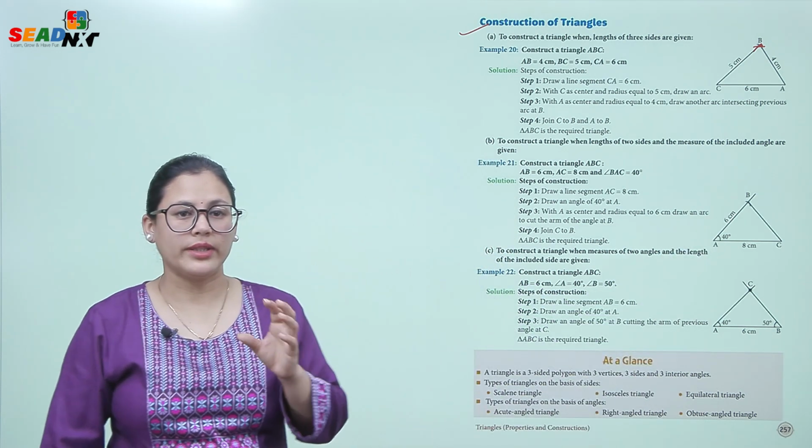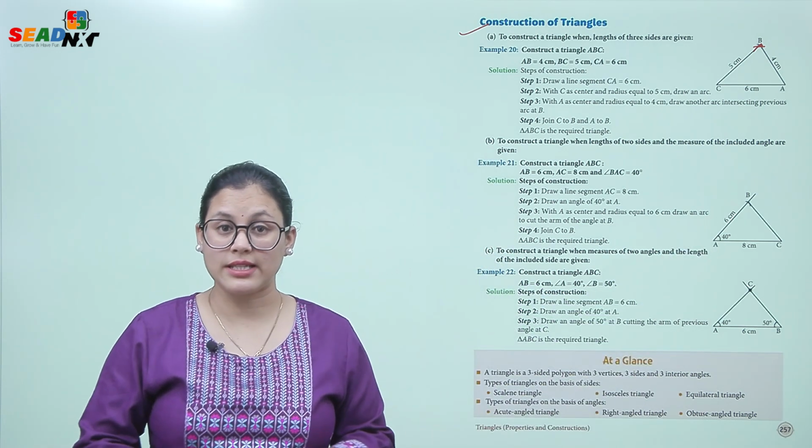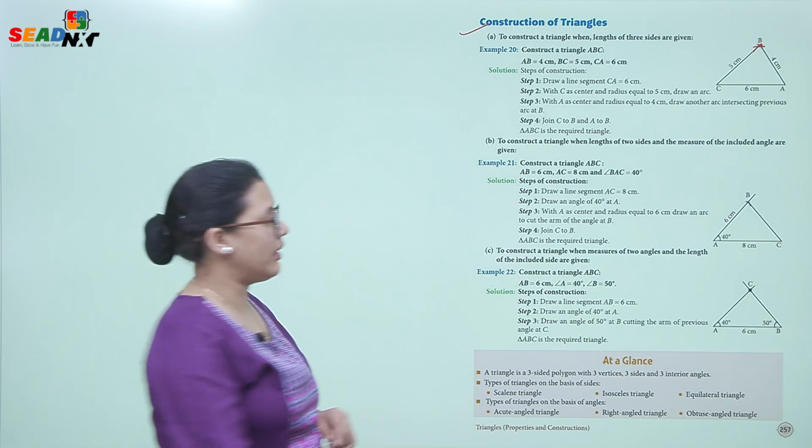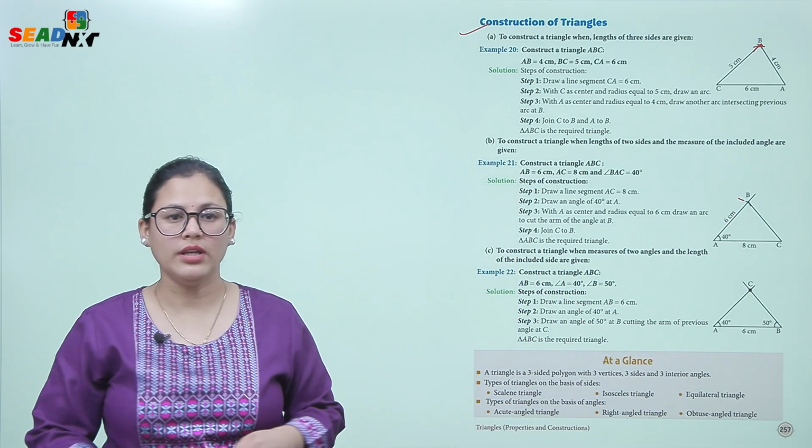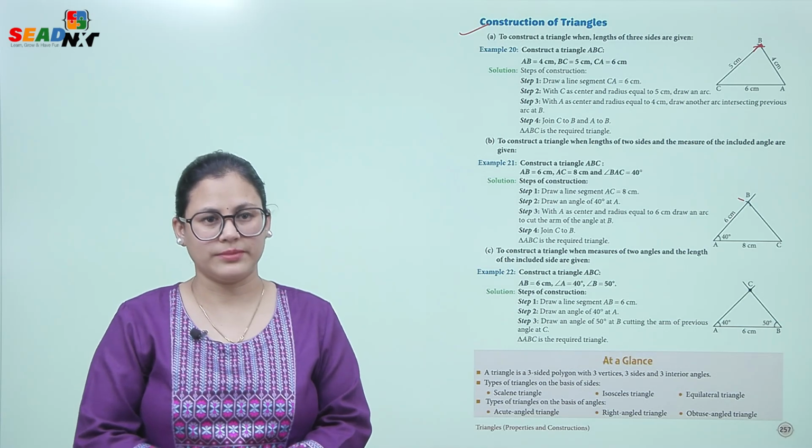And step 3, with A as center and radius equal to 6 centimeter, draw an arc to cut the arm of the angle at B. इस तरह से arc लगा के and then join C to B. Triangle ABC is the required triangle.